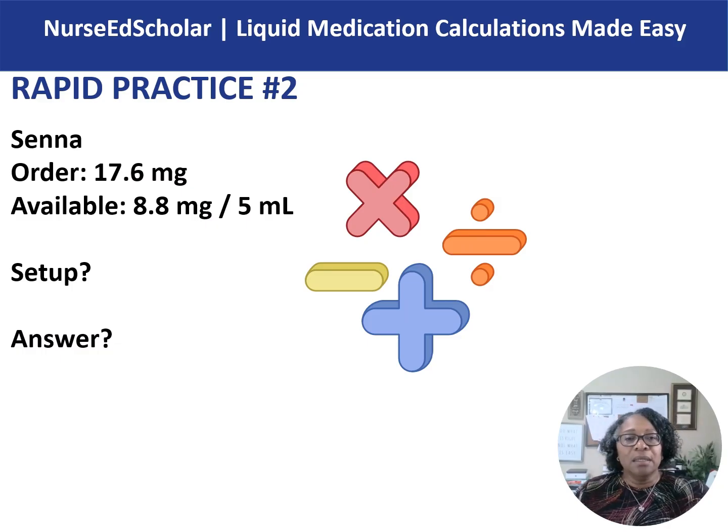Okay, the doctor orders Senna. Senna is used for constipation. The order is 17.6 milligrams, and what you have available is 8.8 milligrams per 5 milliliters. On your paper, set it up and figure out your answer.